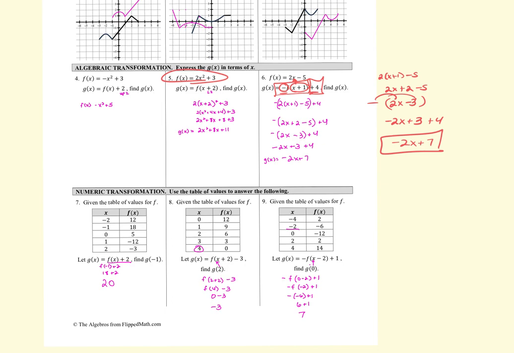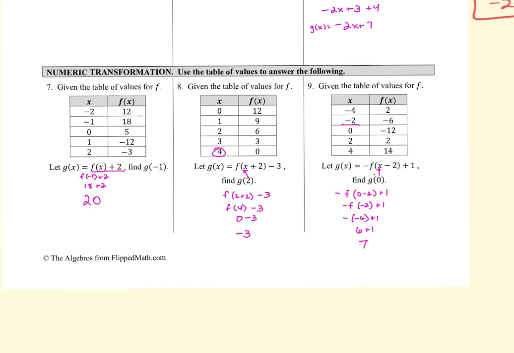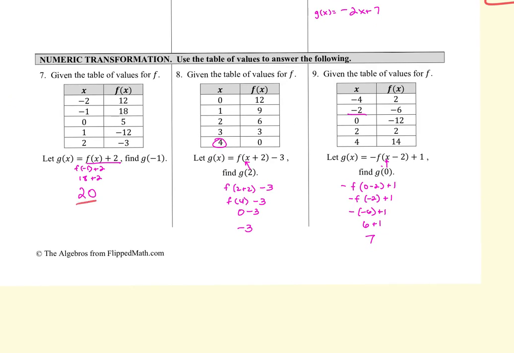No, doesn't matter. All right, then 7, it was 20, 8, negative 3, and 9, 7. Negative 3.